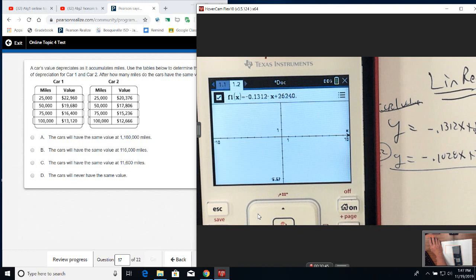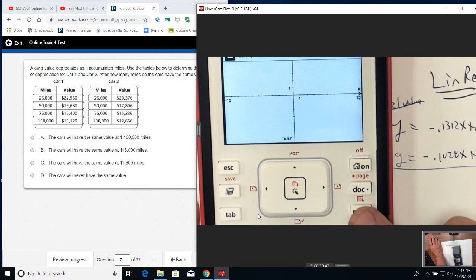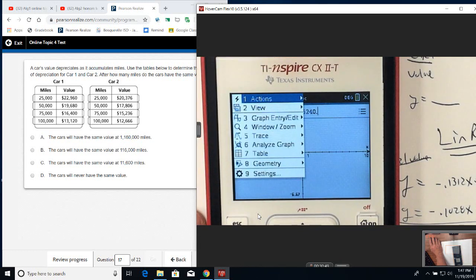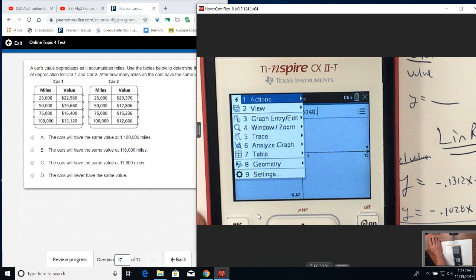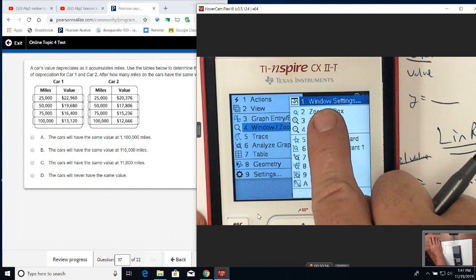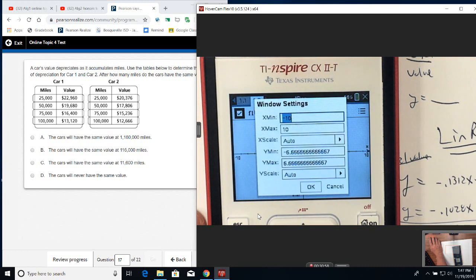So what I need to do is change my window where I can see it. Here's what I want you to hit. Hit menu. Let's go to our window settings. So that's window, which is number 4, and then go to window settings, which is 1. Now here's what I want to change my window settings to be.